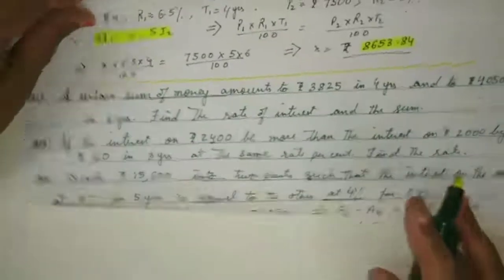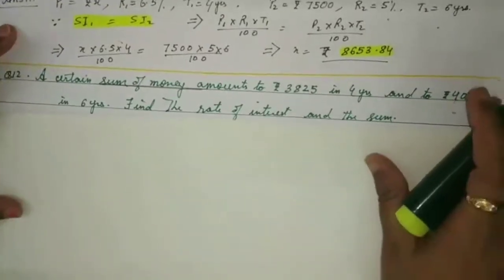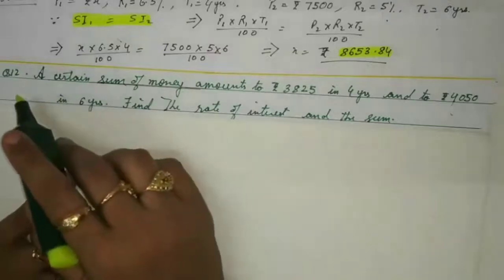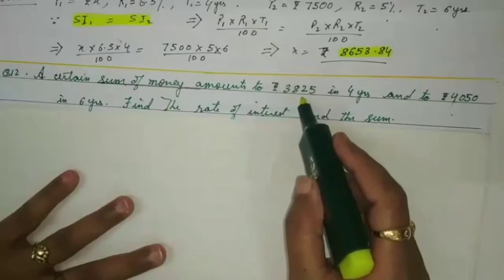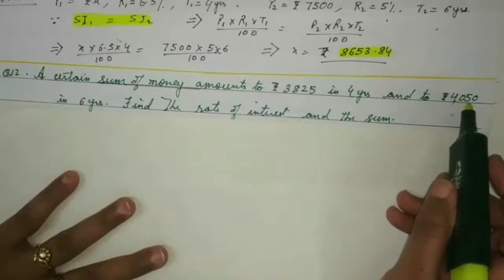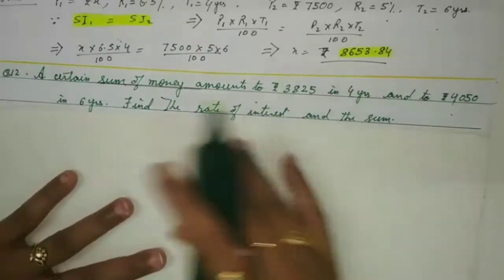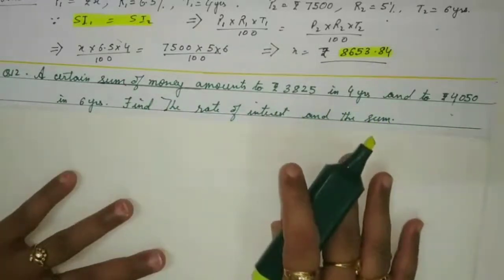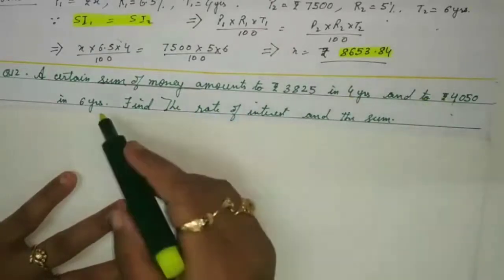Okay, so the next question, that is this. A certain sum of money amounts to rupees 3,825 in 4 years and to rupees 4,050 in 6 years. Find the rate of interest and the sum. So we don't know how much is the principal. We don't know the rate at which it is charged. We just know the amount given in 4 years and the amount given in 6 years.